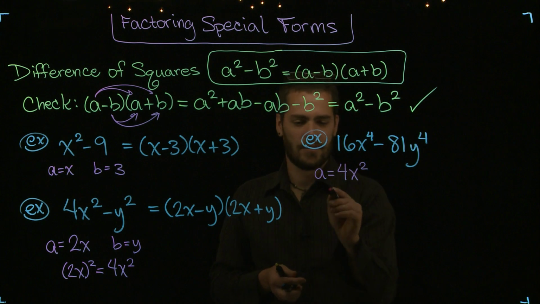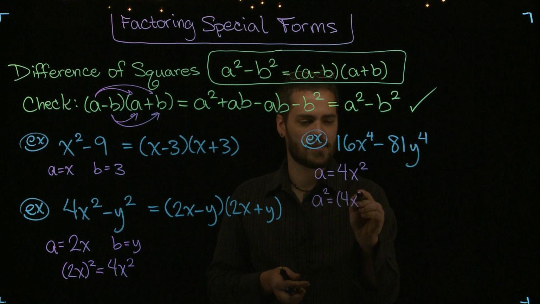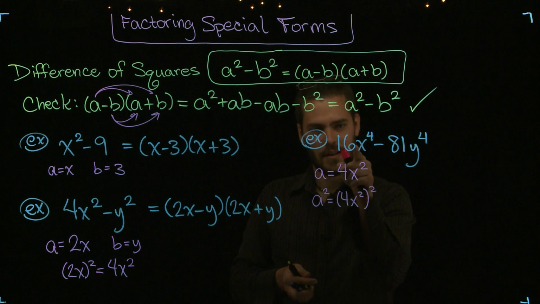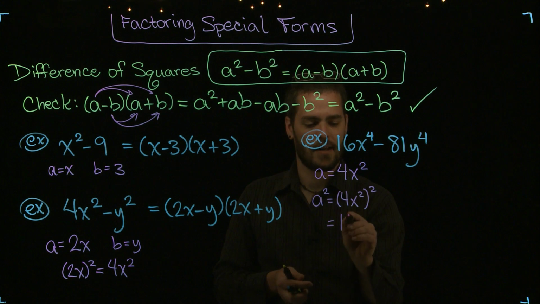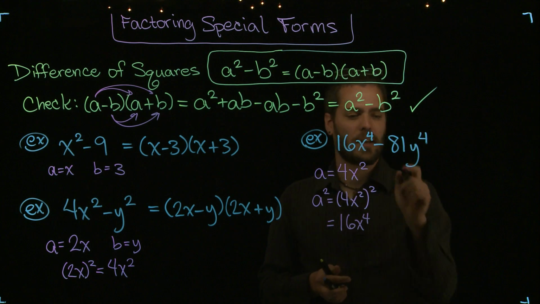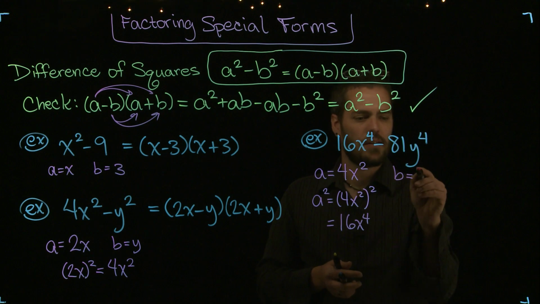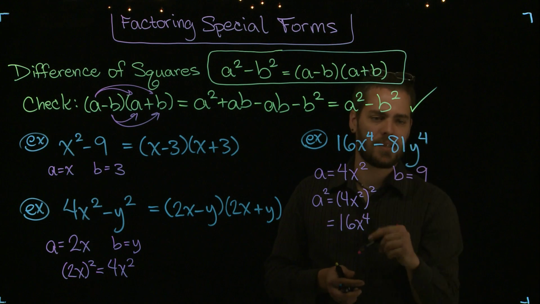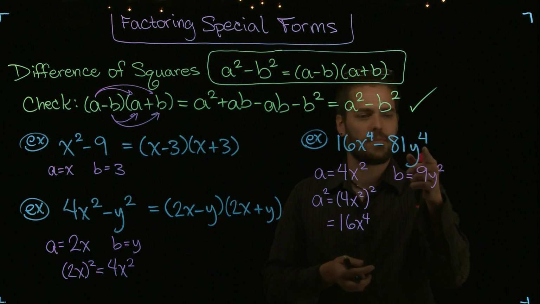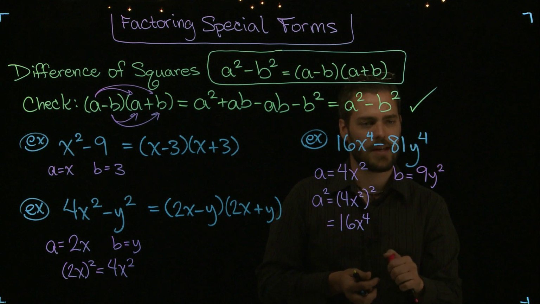a squared. Notice if I just wanted to check that, what is a squared? I would say parentheses 4x squared squared, okay? Which is 4x squared times 4x squared, which gives you 16x to the fourth. So yeah, that works to say that it is something squared. Likewise, b is equal to, 81 is a perfect square, so I know that I can put a 9 here, because 9 squared is 81. And I can also say y squared, because y squared squared is y to the fourth. If I did the same thing here, I would find that indeed I come up with that number.